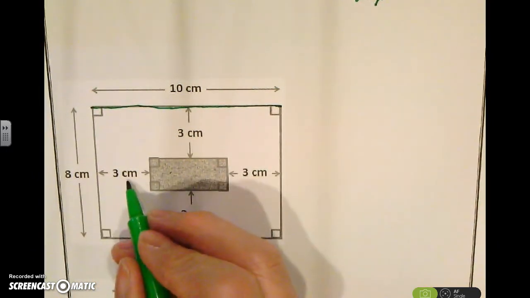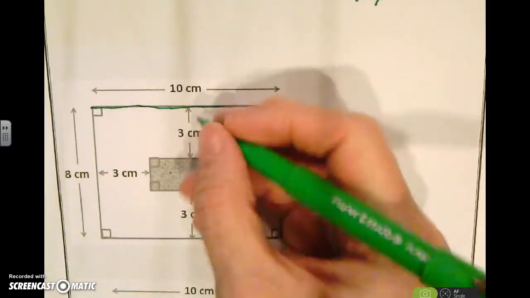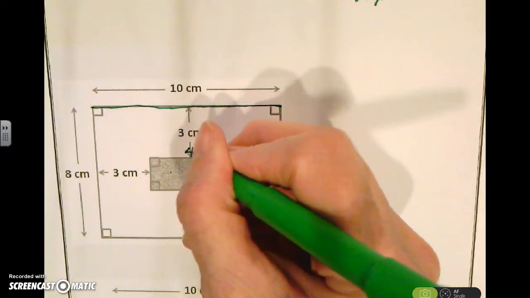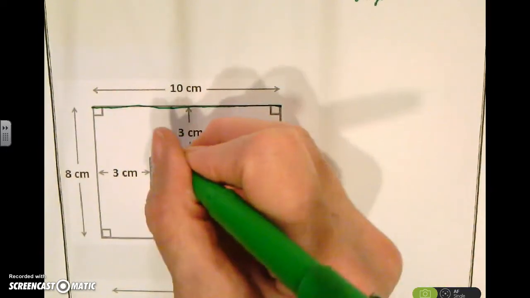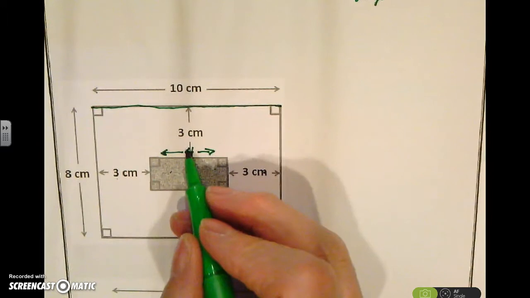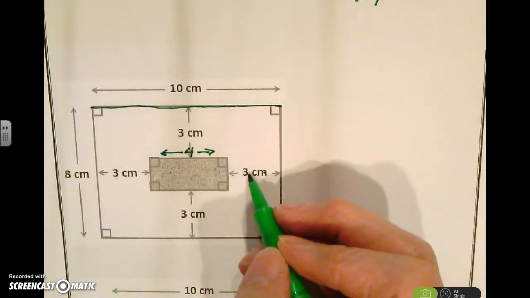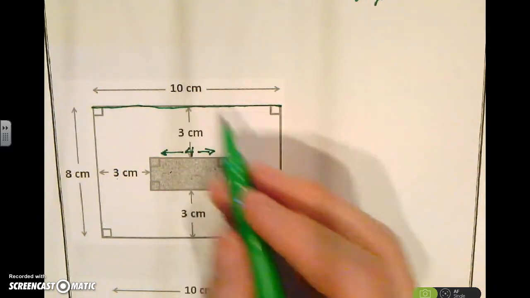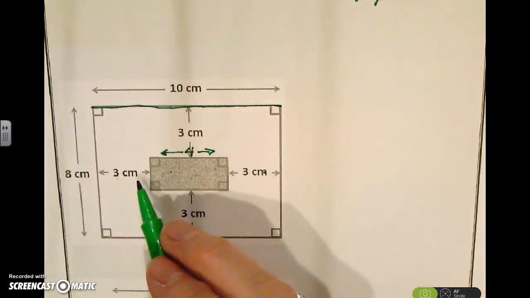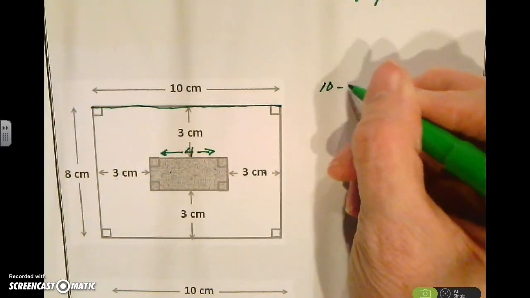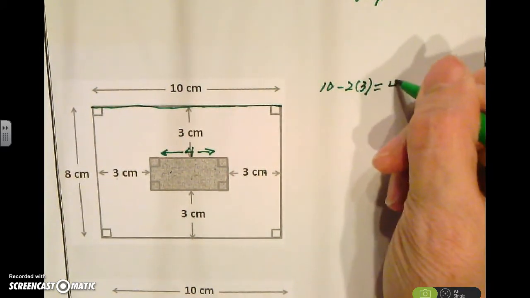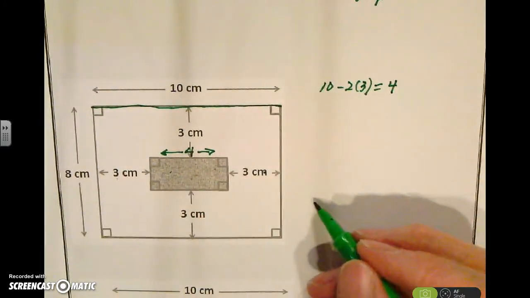So I'd have 3. And what I'm going to have along this section right here, 3, that's 6. So this must be 4 going from here to there. So I get 3 plus 4 is 7. 7 plus 3 is 10. So what I did, I took the 10 and subtracted the 2 3s. So 10 minus 2 times 3, and that was 10 minus 6, which is 4, is what's left over.